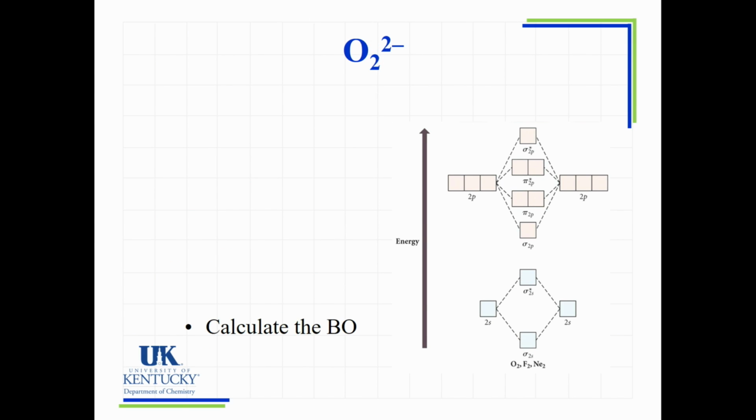We've already done that one. And let's do this one. F2 plus. So fluorine has 7 valence electrons. Each fluorine is 7. We're only doing valence. And then we subtract 1 for the positive charge. So that's 13 electrons to work with.